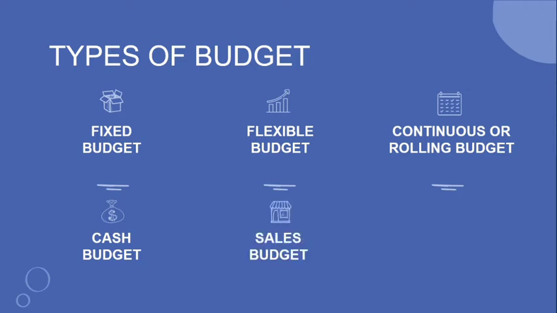Next, we have the sales budget. So, this reflects expected number of units to be sold based on forecast made from performance of previous years and other marketing variables.